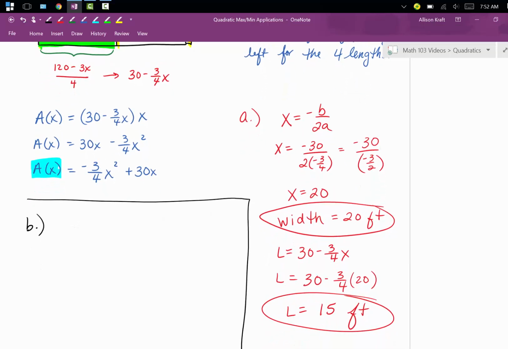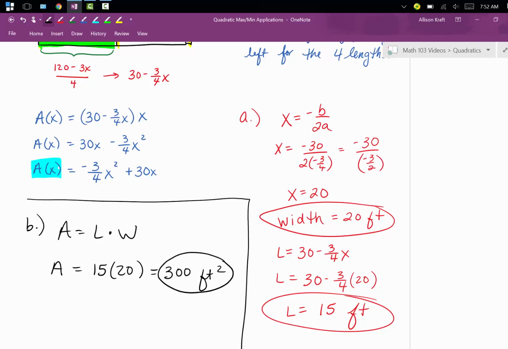But there's probably an easier way to do that. We know that area of a rectangle is length times width, and we know what our length and width are. Our area is going to be 15 times 20, which is 300. And remember to include your unit, feet squared. We would have gotten the exact same thing had we plugged 20 into our area function and found A of 20.